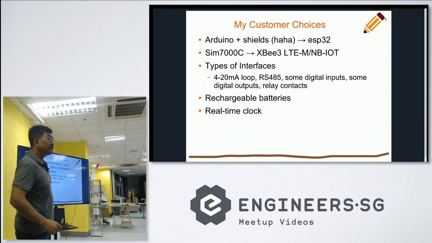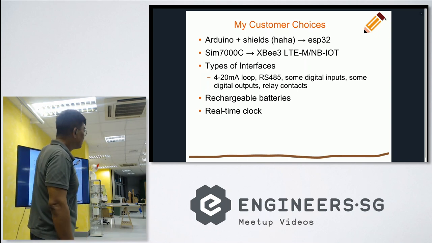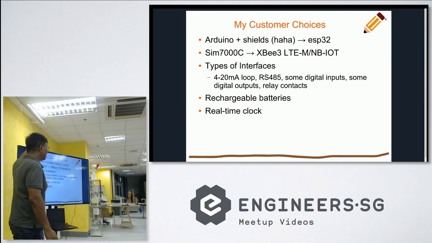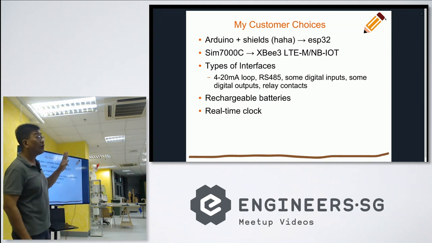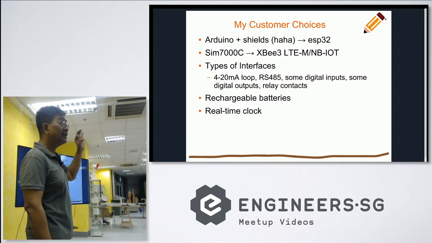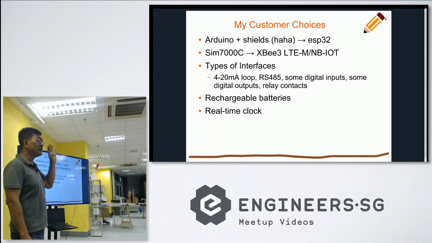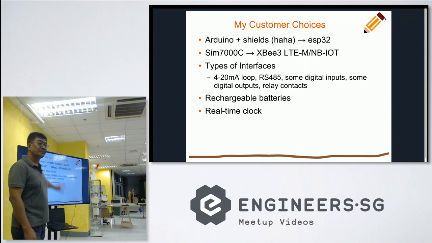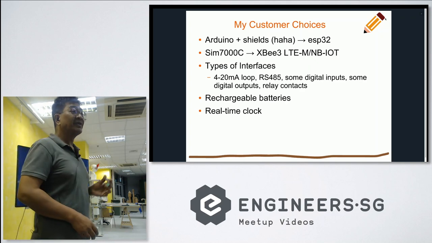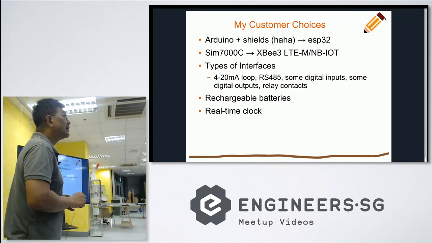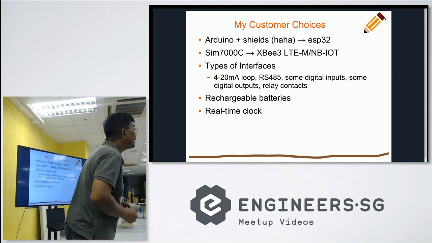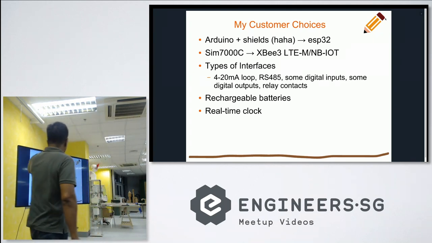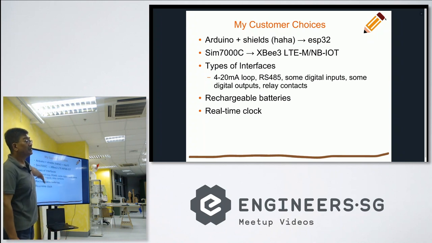He wants rechargeable batteries, which means I have to design a charger circuit for it too. We are discussing whether four lithium-ion cylindrical 18650 cells can last for 3 months. That's still arguable; we are going to manage that. And also a real-time clock, with alarm interrupts. So that's the reason why I have to have a charger within this PCB design.